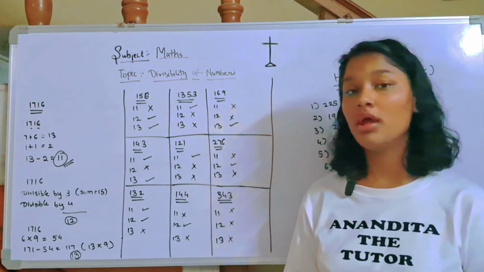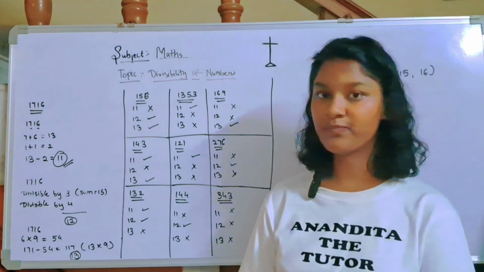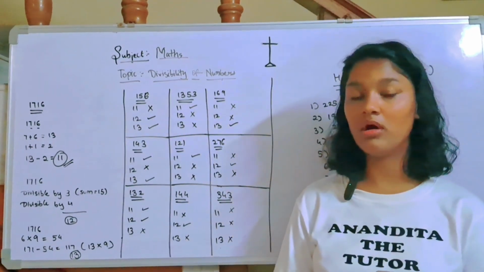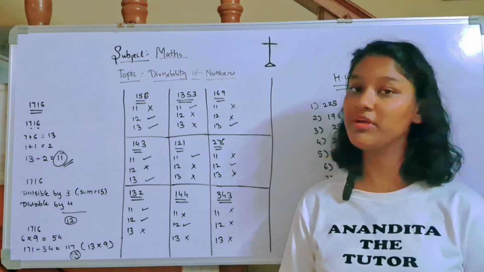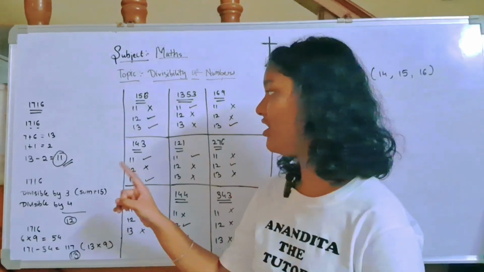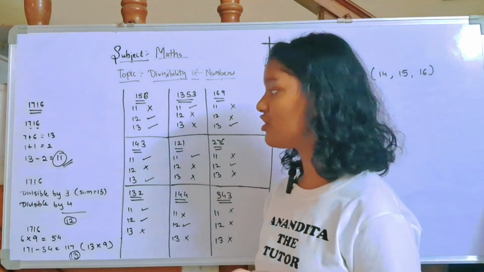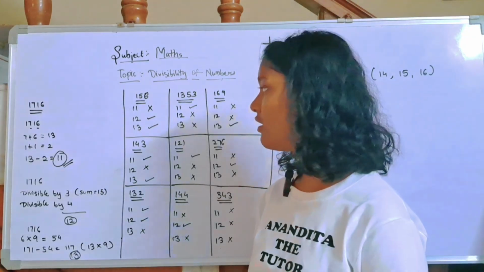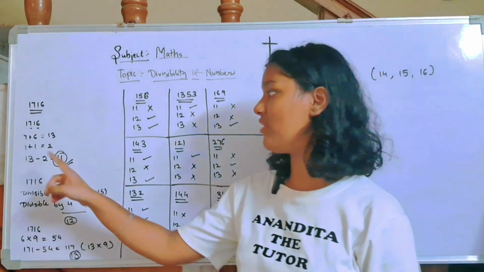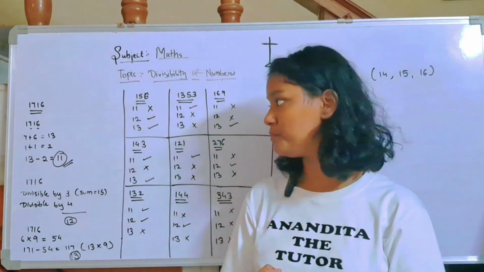So what was the rule to check if a number is divisible by 11? You had to choose the odd place values and even place values. The digits in the odd places are 7 and 6, and in the even places the digits are 1 and 1. Then you have to add the numbers. So 7 and 6, the sum is 13, and 1 plus 1 is 2.